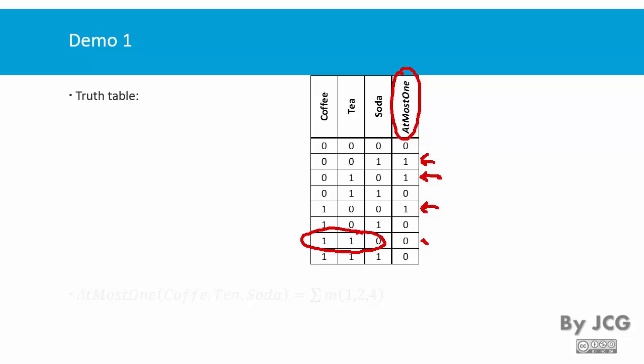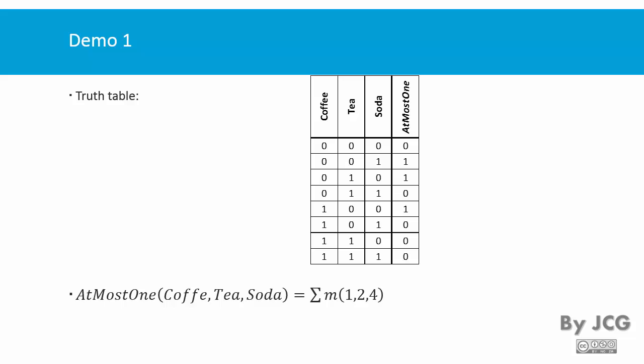So we're going to put a 0 here because we're going to say, okay, this is not correct. We need the customer to just choose one of the products. So in this case, the function is very simple. We have seen how to get this. I'm naming my function at most1, and this function is equal to the sum of min terms 1, min term 2, and min term 4.